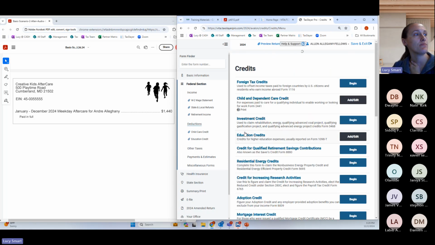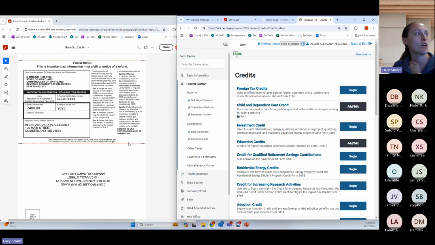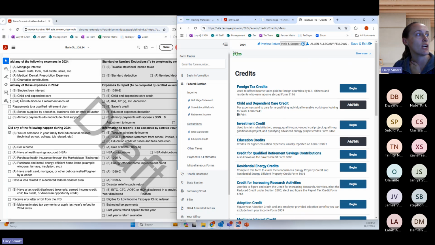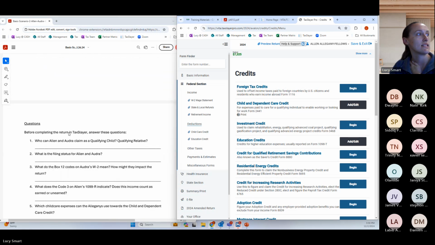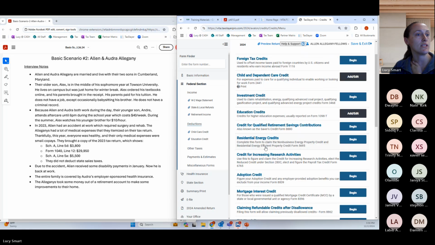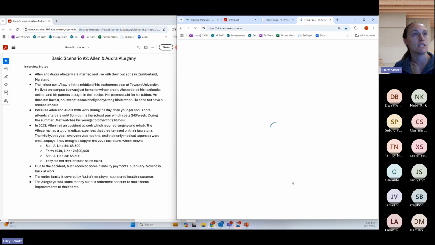Okay, so that's in. The last document we have is their void check. Let's double check our intake form to see if there's anything else we should be entering. We did the child independent care credit. We did the contributions to a retirement account. That was just on the W-2. And we did the educational classes. So double check every note we took. I think we're done with deductions. We don't have anything to put in other taxes, payments, or miscellaneous forms. We can move on to health insurance.